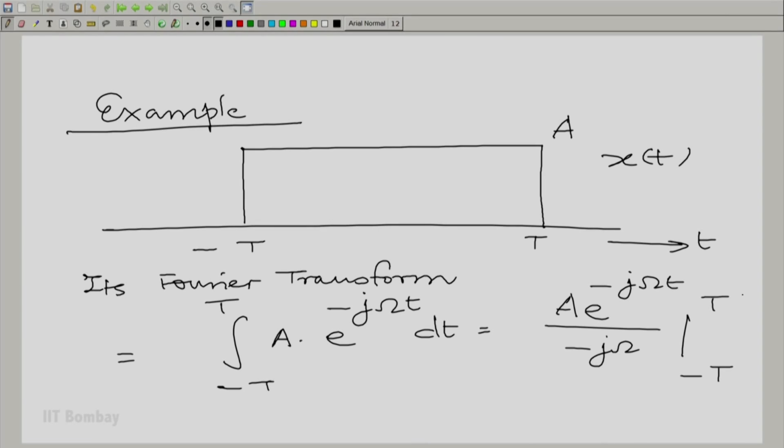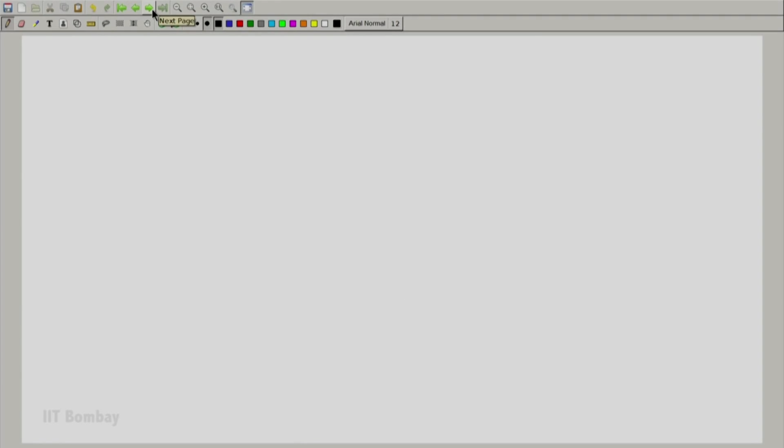So, you can simplify this, it becomes 2j a sin omega t divided by j omega, and I can multiply and divide by t and cancel the j's, and that leaves me with 2at sin omega t by omega t. Now, let us take the derivative of this.